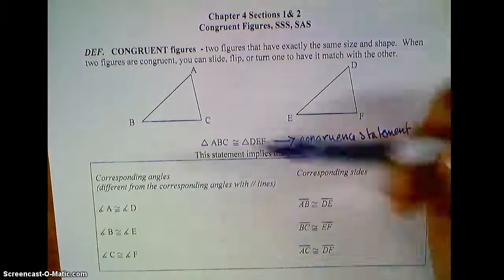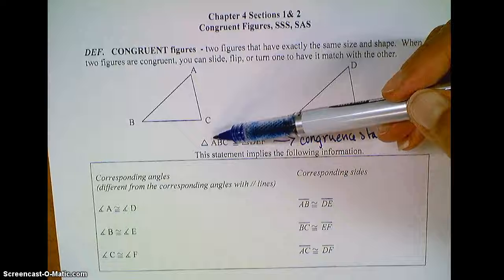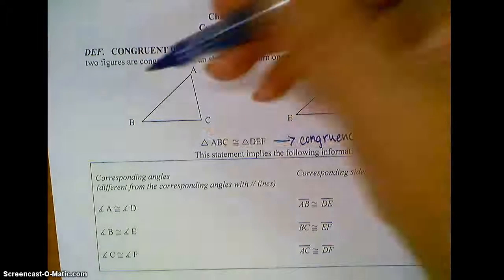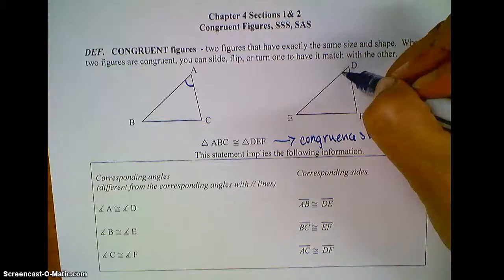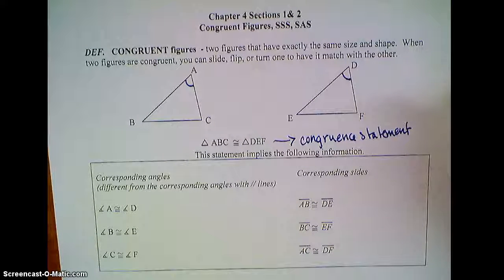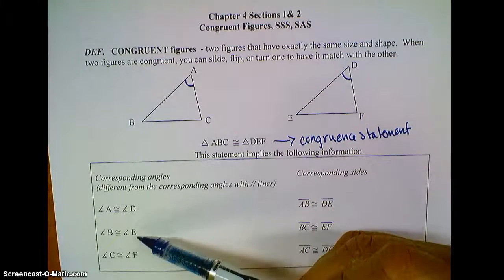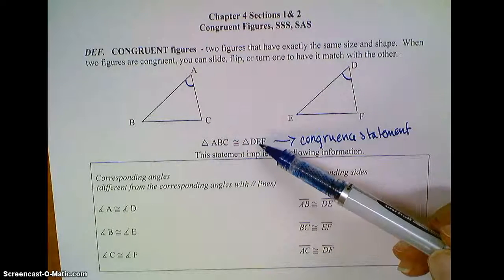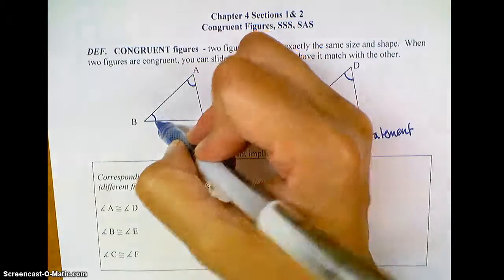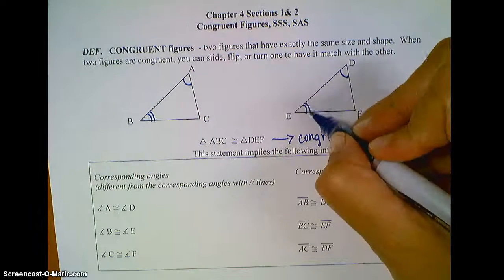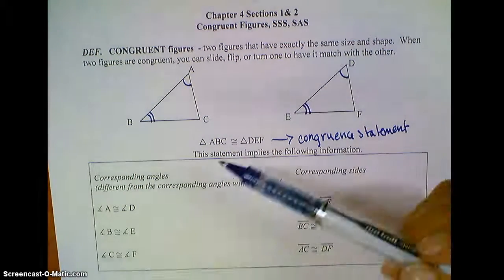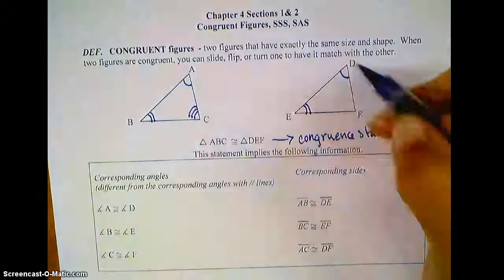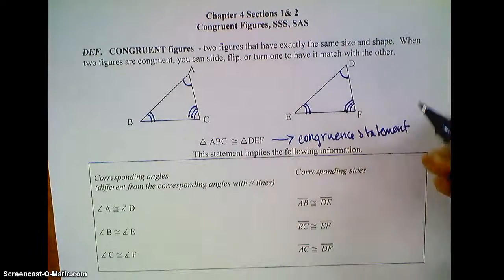So when we write this statement, A is first, D is first here. What we're saying is angle A is congruent to angle D, so I mark them as being congruent. We also see that B and E are congruent. The second angle is congruent to the second angle, and again, I mark those. And then we also see that angle C is congruent to angle F. Triple marks for those guys.